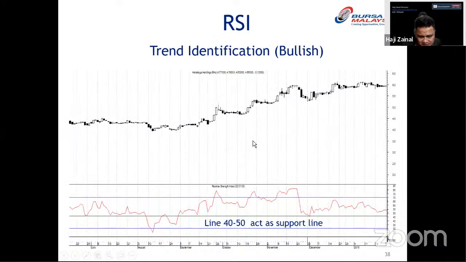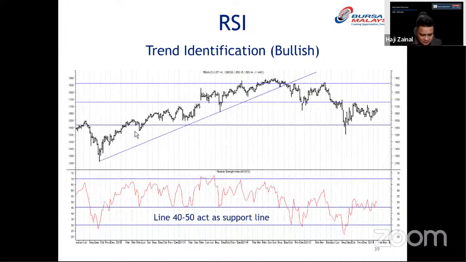In here also it's the same thing. These lines, 40 and 50, act as a support level. As you can see, even though there's a drop, you can use this as a support level or for trend identification. Line 50 as a support line, you can see it's also the same. It shows you there is an uptrend, and when it breaks below the 50 line, it is a downtrend. It starts to show that it's a downtrend already.